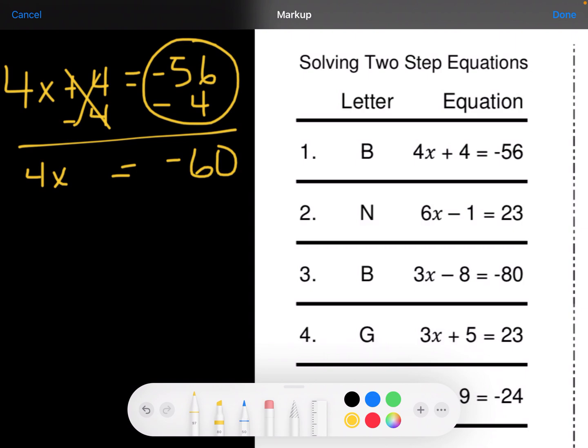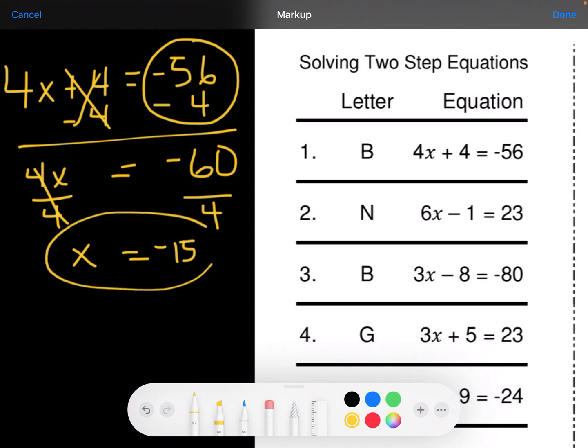Now, just like with a one step, if I multiply by 4, I'm going to divide by 4 on each side. 4 divided by 4 leaves me with just x because it's 1. 60 divided by 4 is 15. And it's going to be a negative 15 because my signs are different. So my first one should be negative 15.